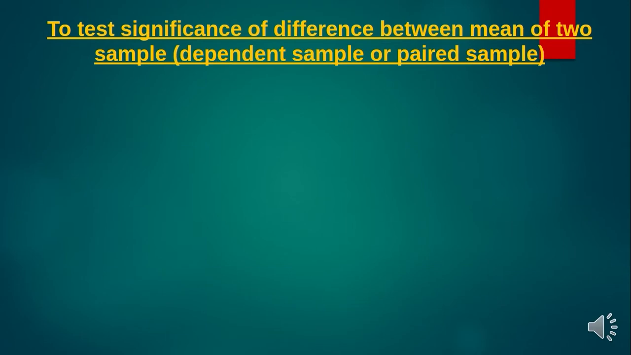Next, to test significance of difference between means of two samples for dependent or paired samples, like how big is the sale of a company before and after advertisement. Here we take such 30 samples and we have the formula t is equal to d bar divided by s divided by root n, or d bar divided by s.